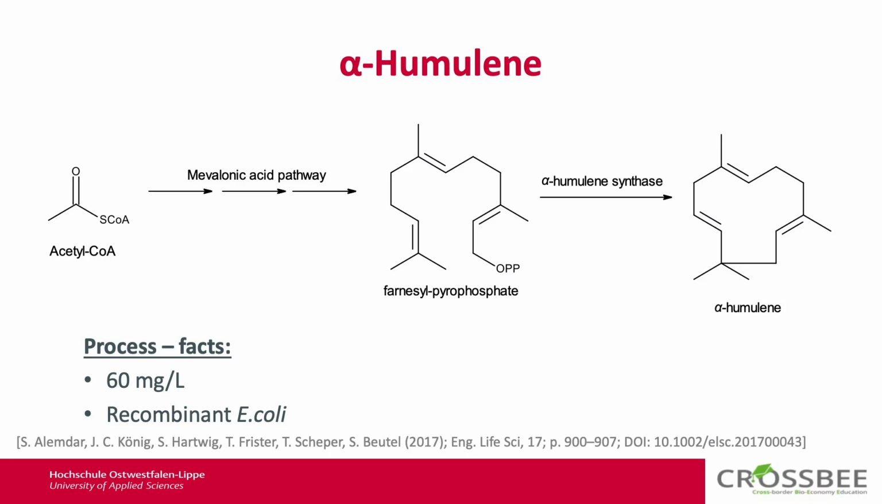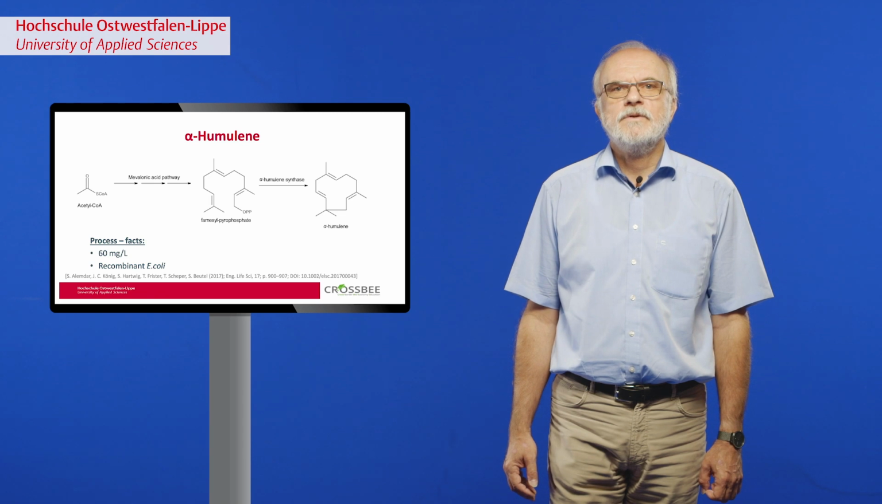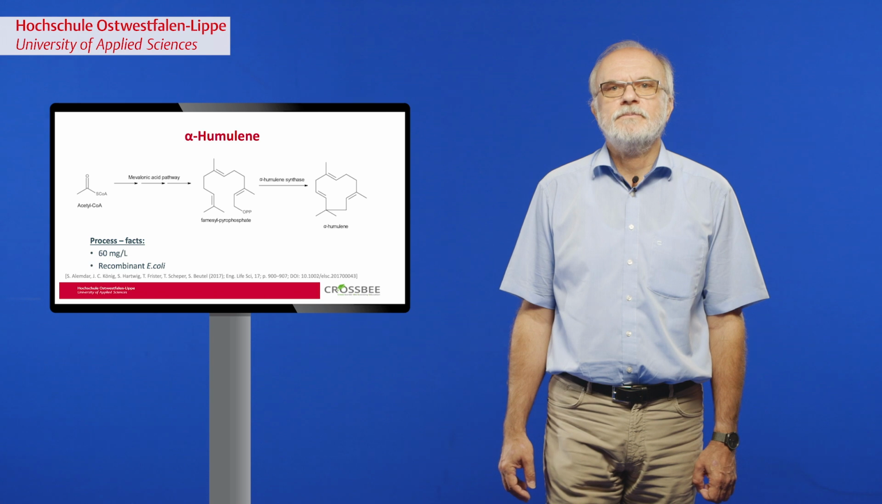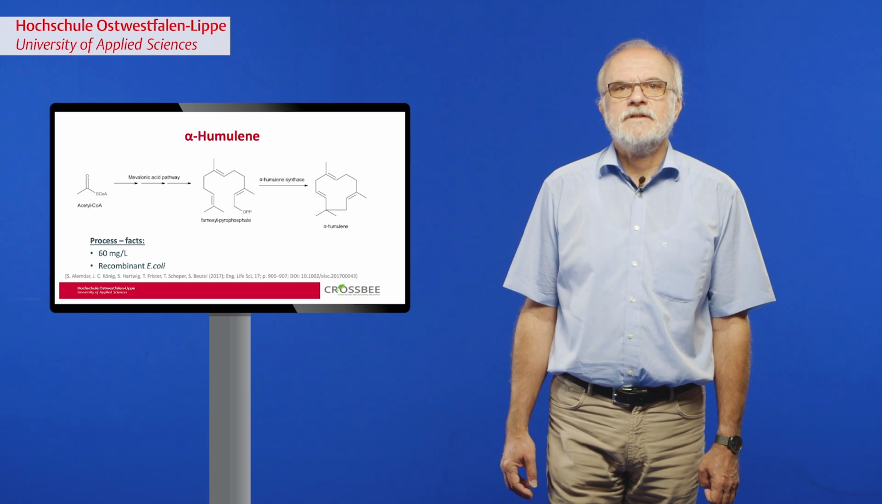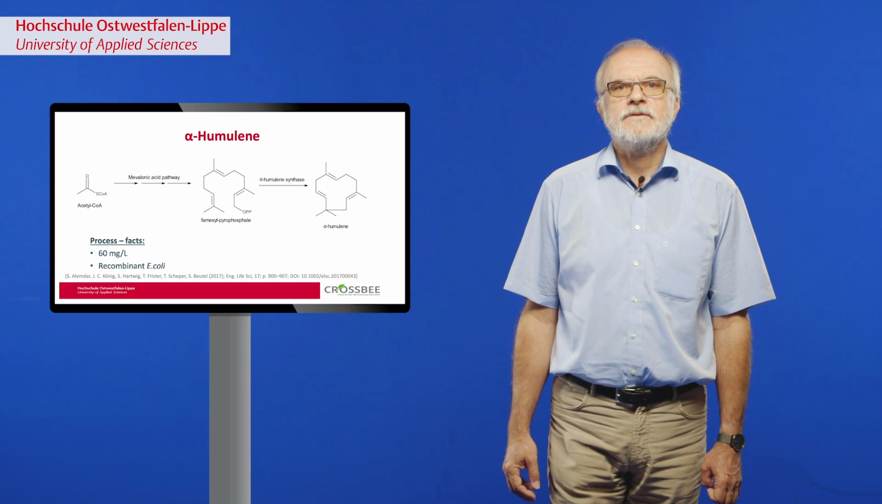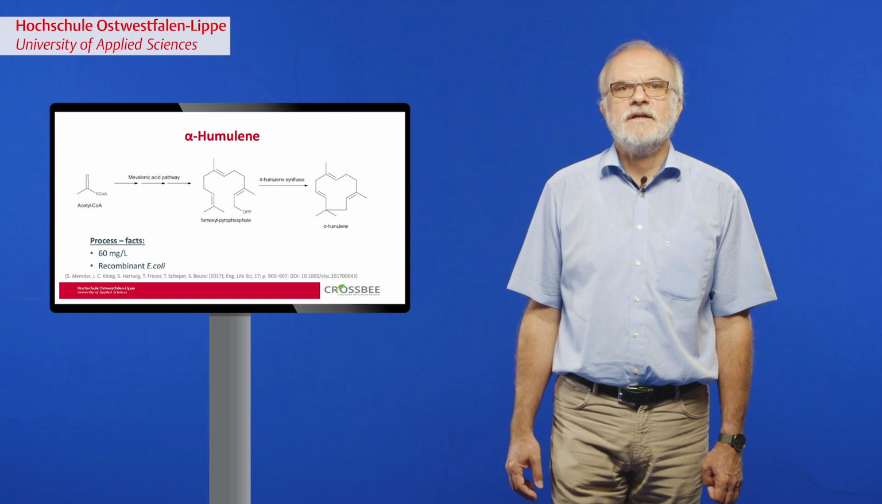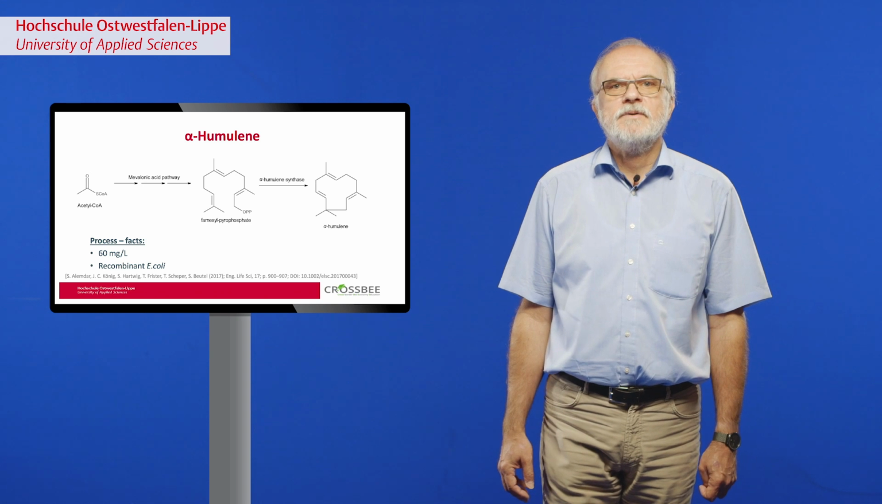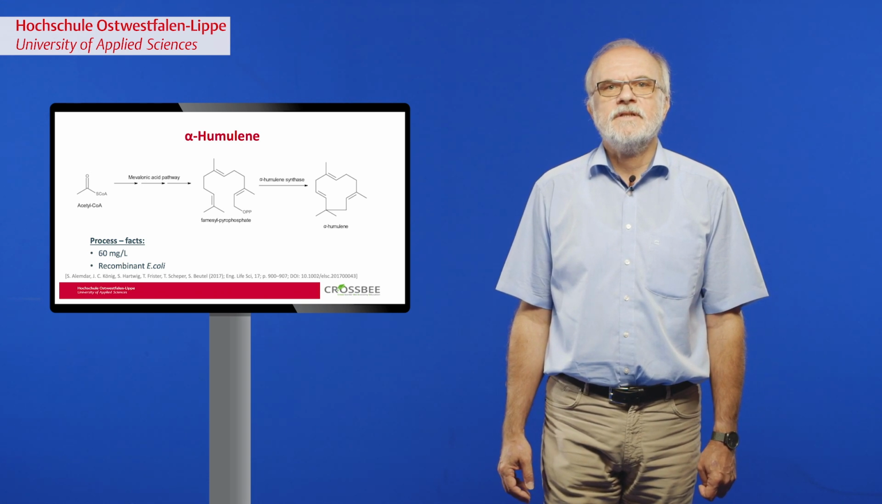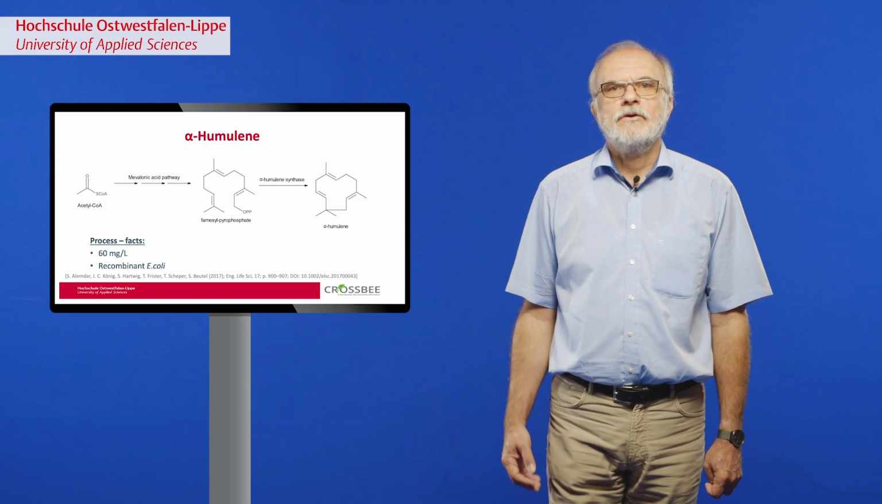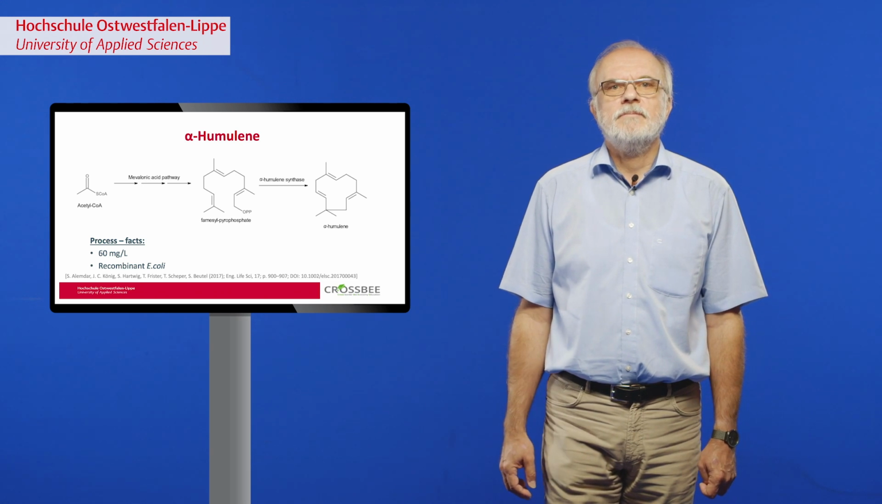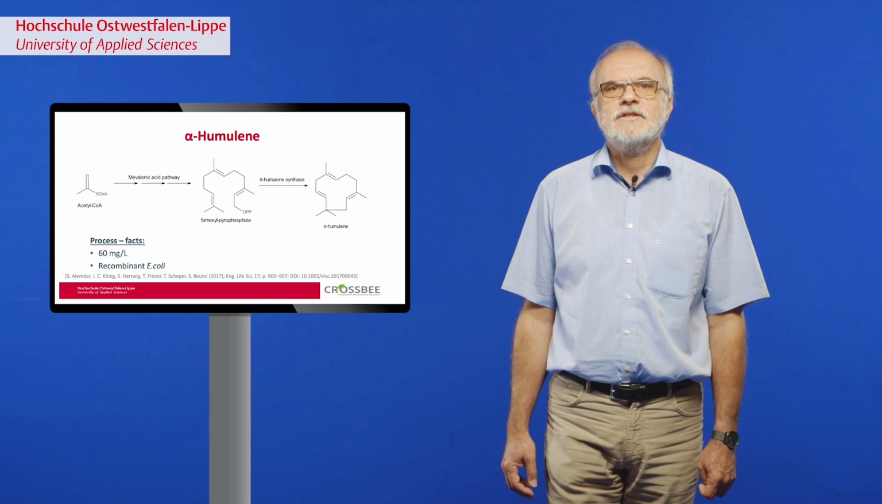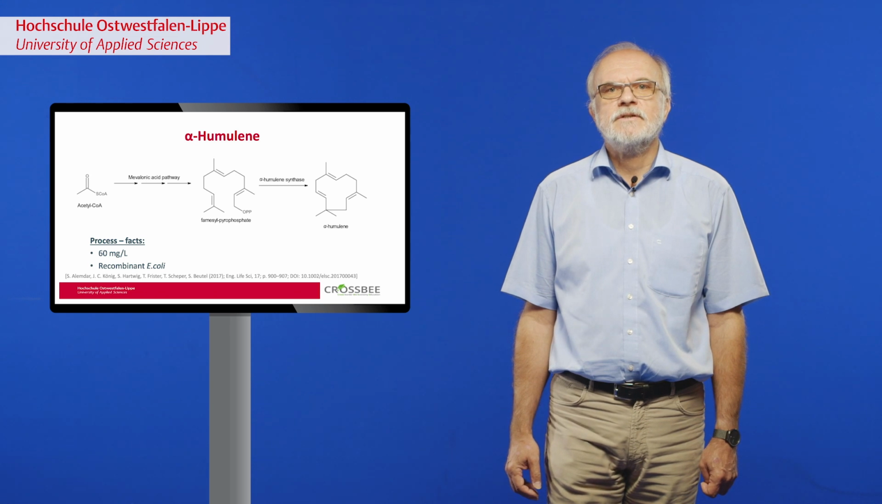Alpha-humulene is another example. It is an important flavor out of hop, which is responsible for the bitterness of beer. By cloning and expression of an alpha-humulene synthase in a recombinant E. coli strain, which possesses a mevalonate pathway, it is possible to obtain alpha-humulene. Currently, the product yields of about 60 milligrams per liter are too low to compete with the extraction from the hop.